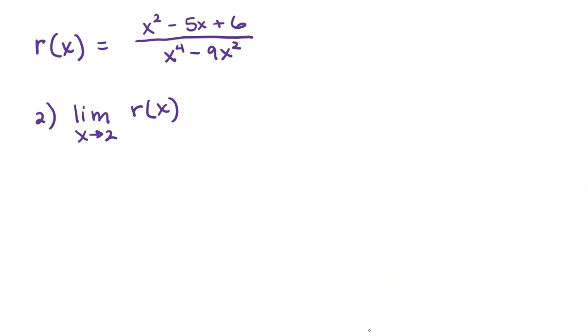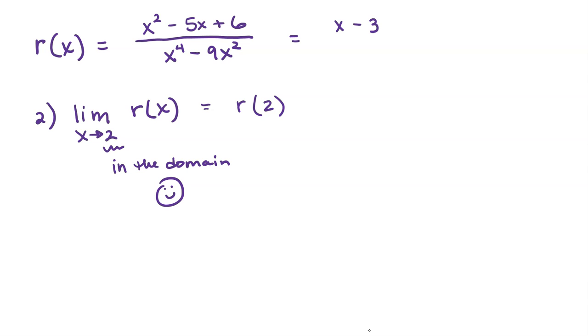All right, time for problem number 2. We want to look at the limit as x approaches 2 of r of x. So our first question, is 2 in the domain of r? Yes. That's in the domain, so that makes us happy again. We're just going to plug in 2. Now notice plugging in 2 here is going to be a little bit harder than plugging in 1. So let's try factoring. The top factors to x minus 3, x minus 2, and we had factored previously the bottom, it could be x squared times x minus 3, x plus 3.